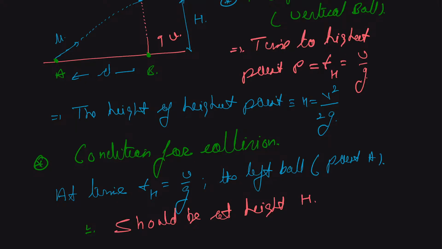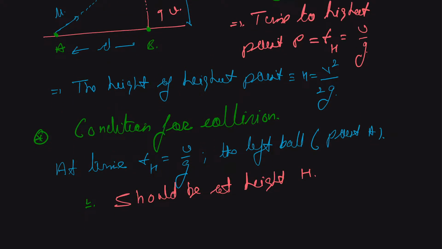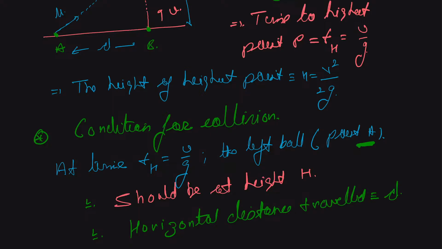So this is the first condition: the vertical distance traveled by the ball from our point A should be equal to h, and the horizontal distance traveled should be equal to our d. Then only will the collision take place at point P. So these are the two constraints.